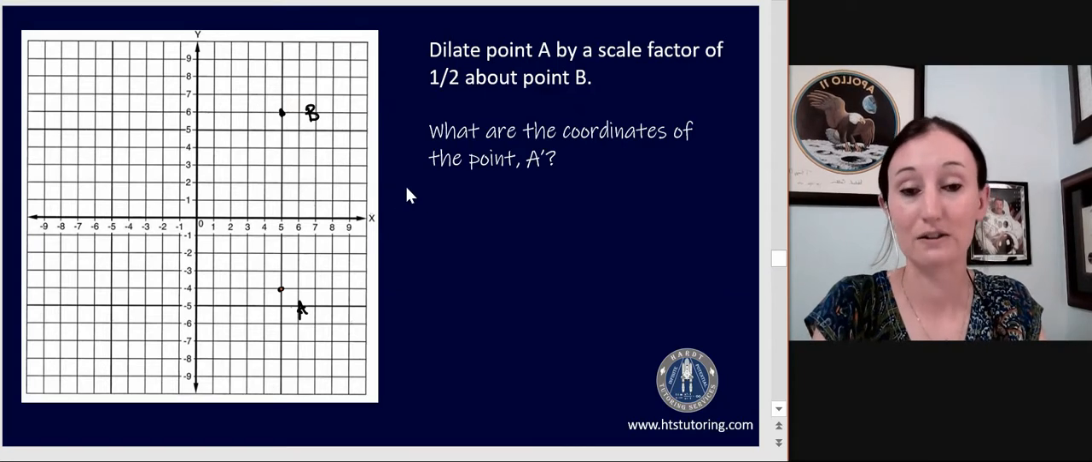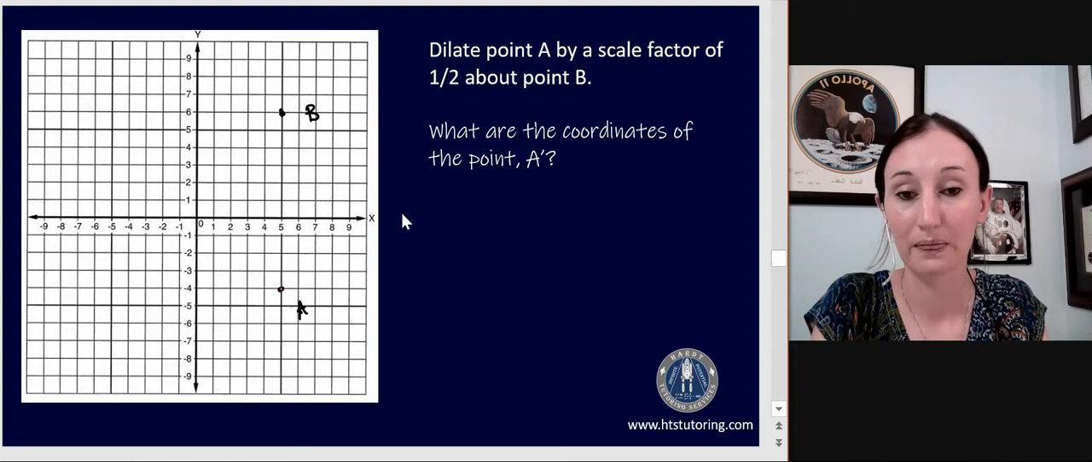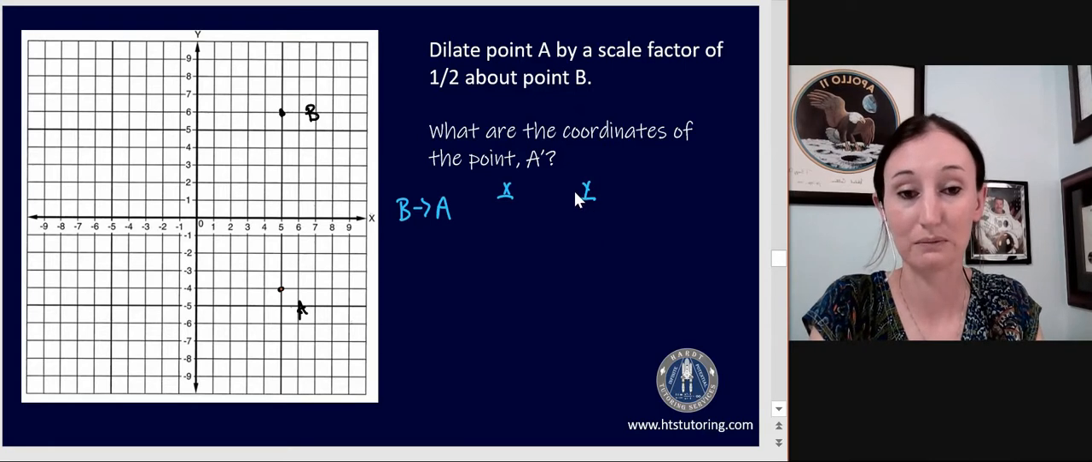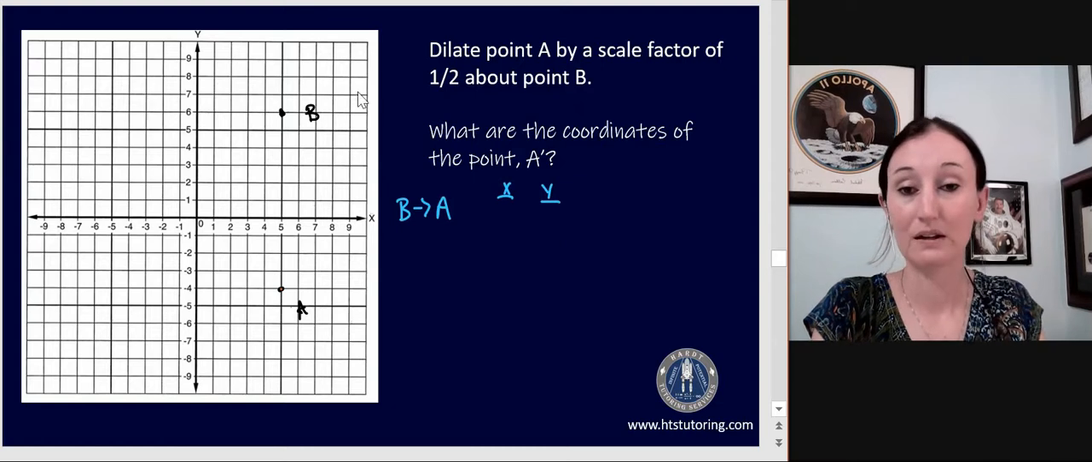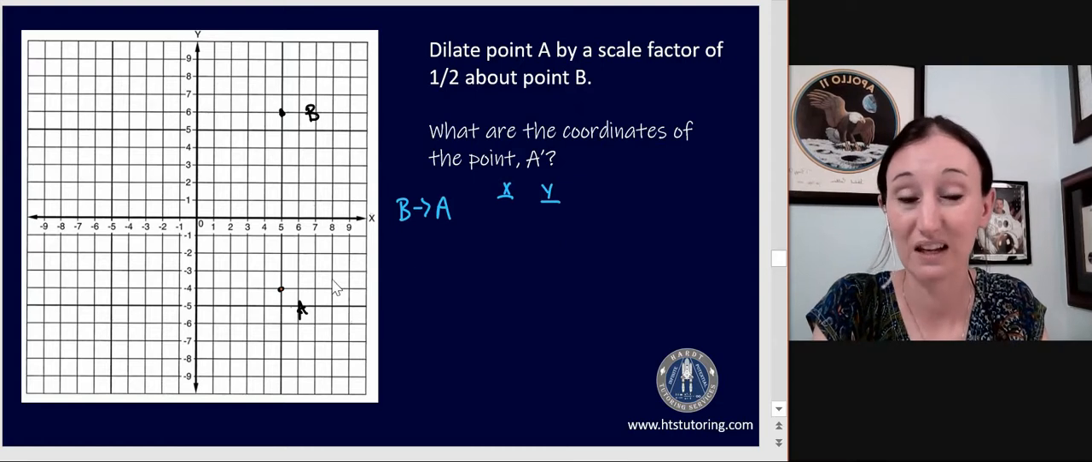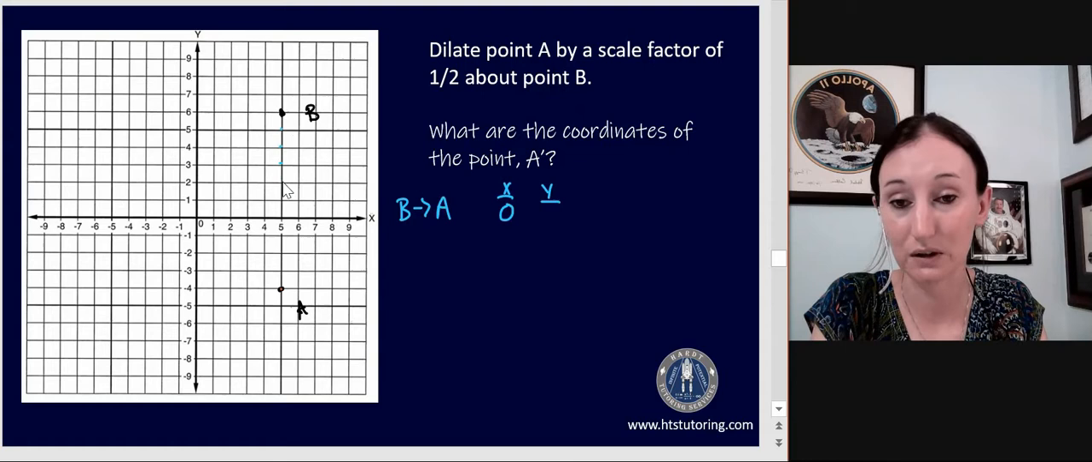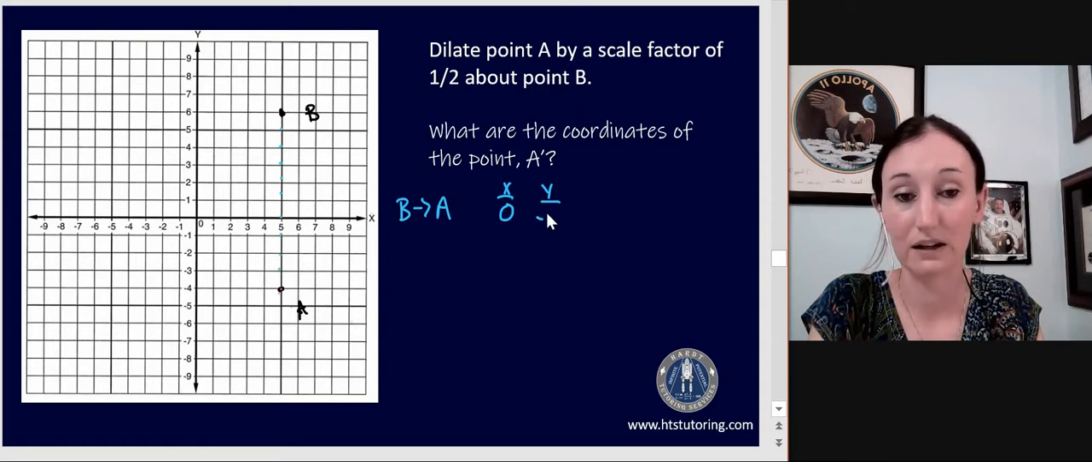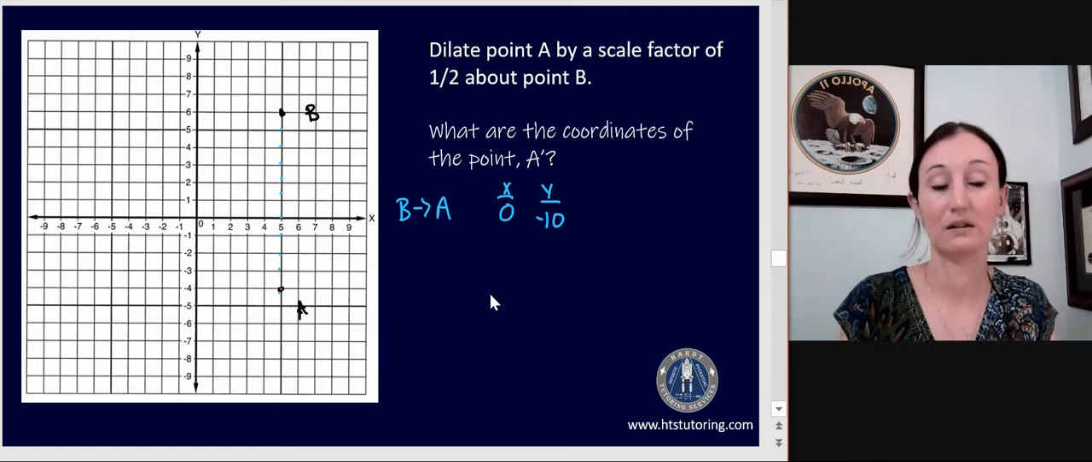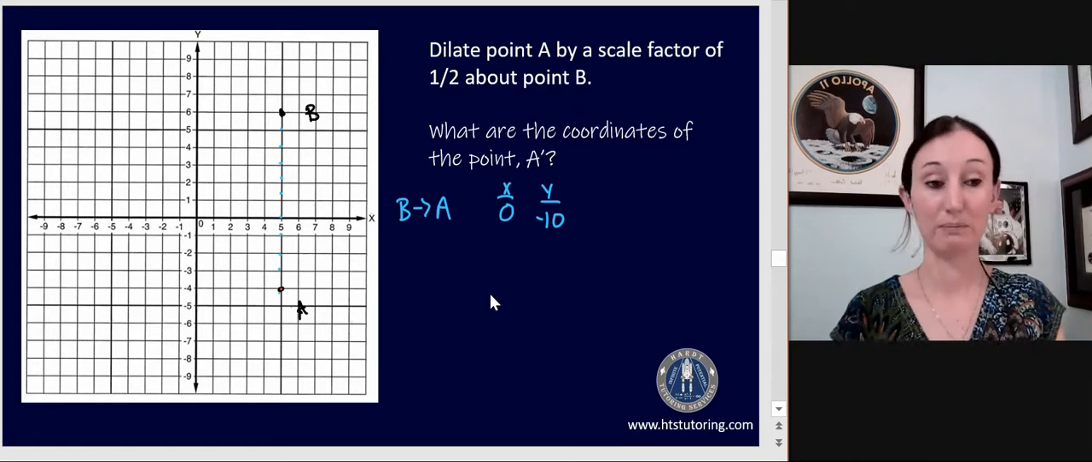So let's think about it. We're going to go from B to A, some X amount and some Y amount. So our X amount, A is directly underneath B. We're not going anywhere in the X. 0. Our Y amount, though, is 1, 2, 3, 4, 5, 6, 7, 8, 9, 10. Negative 10. A is negative 10 underneath B.